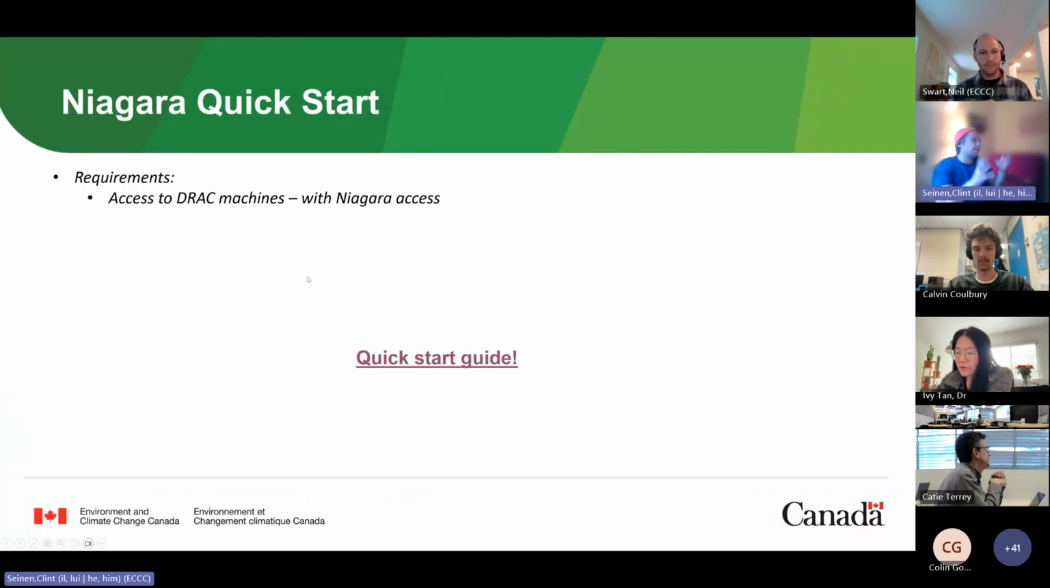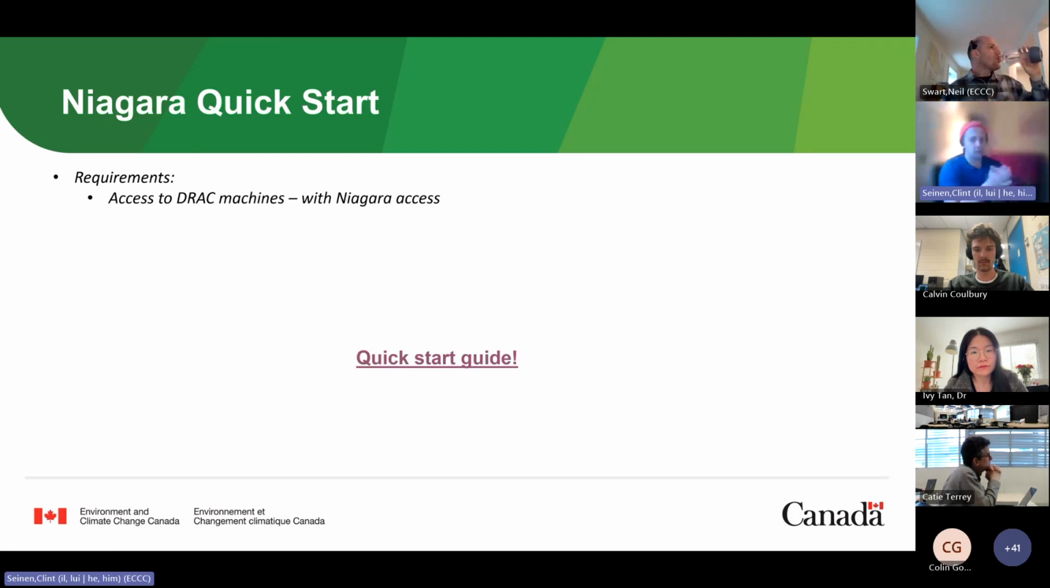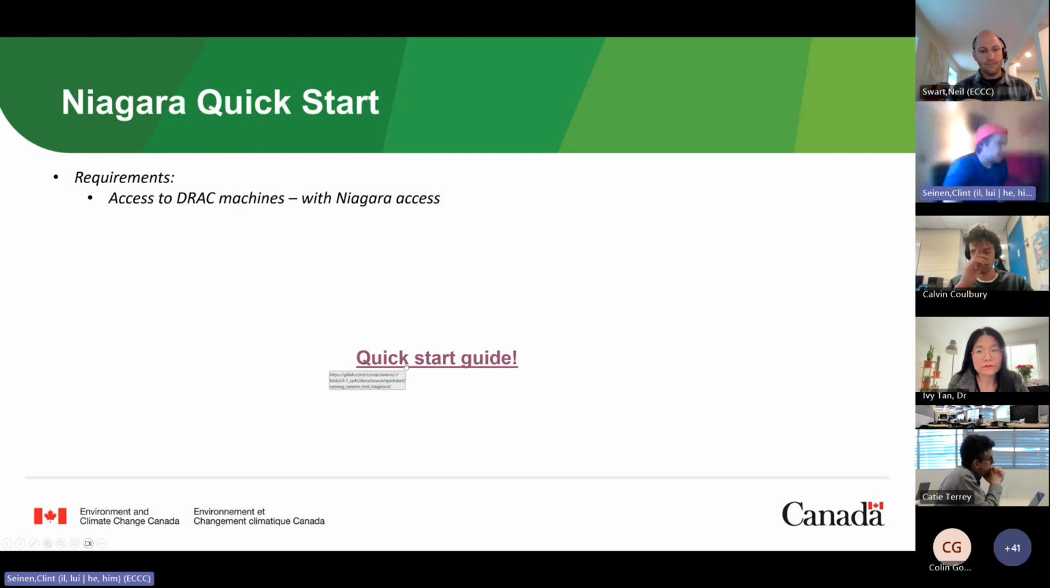Okay, so basically, I'm just going to go through this quick start guide as Neil mentioned. There are general requirements here: you need access to the Digital Research Alliance machines. Specifically, you're going to need Niagara access to use the current port that we have there. And just for those who haven't used the Research Alliance before, you have to opt into Niagara. You don't just get Niagara access when you sign up for DRAC accounts, so you need to do that.